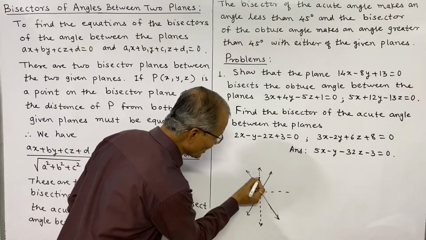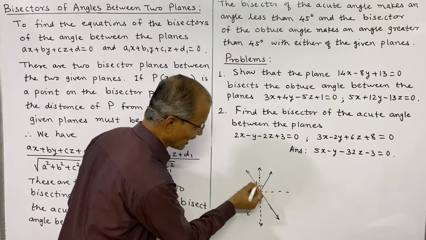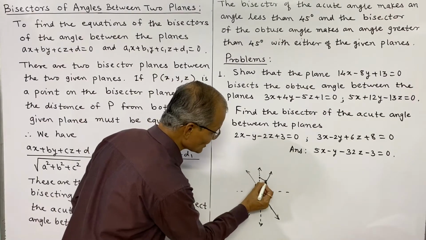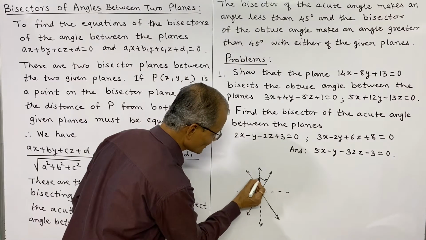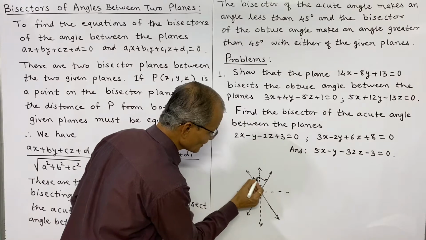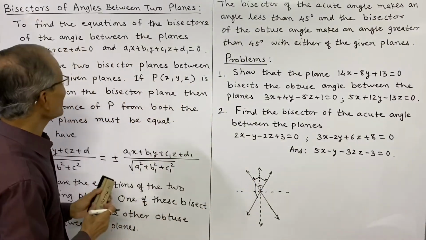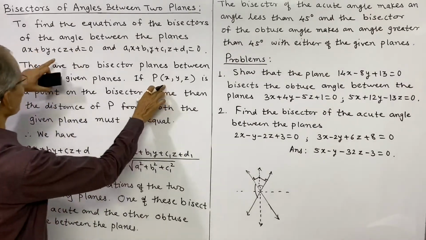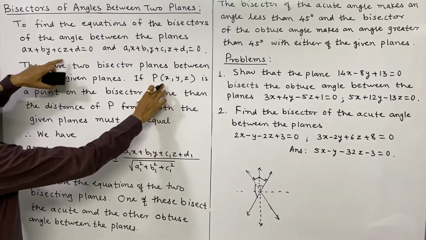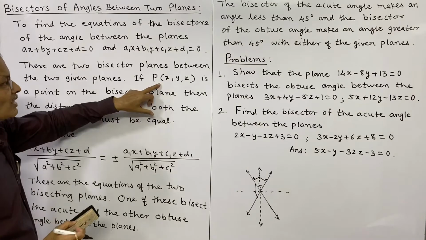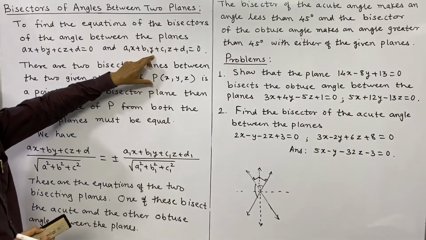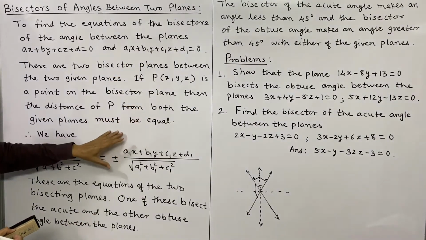The same thing happens for the lines also. If you consider a point P on this bisecting line, then its distance to the first line and the distance to the second line is the same. And instead of line, here are the planes. So the distance of P from the first plane is equal to the distance of the point P from the second plane. So that is the only result we have to use.